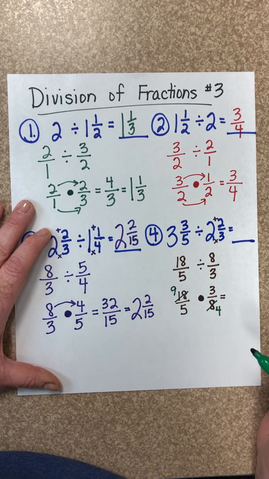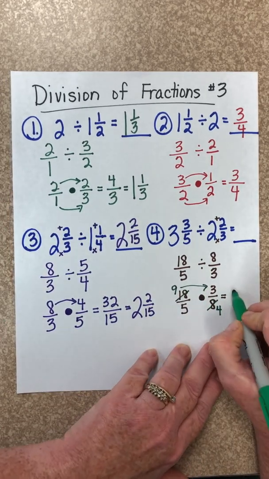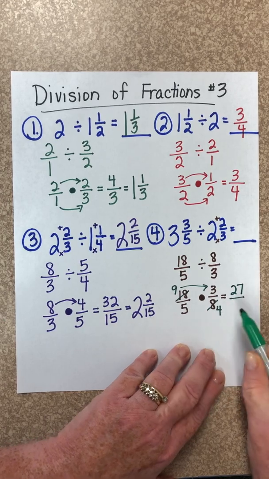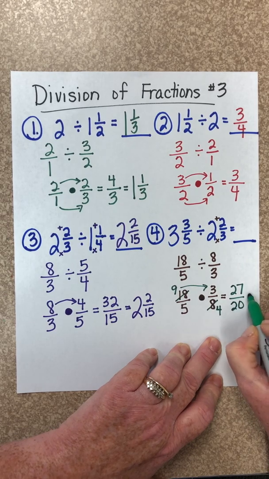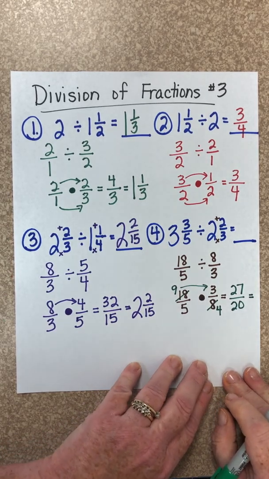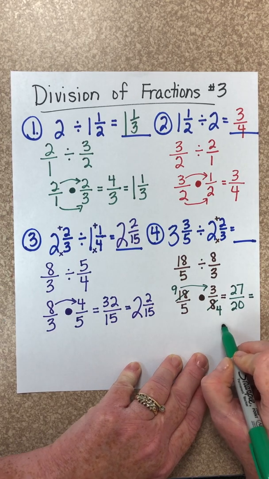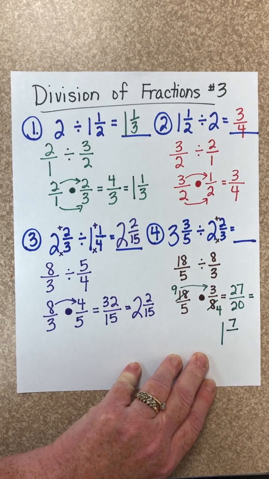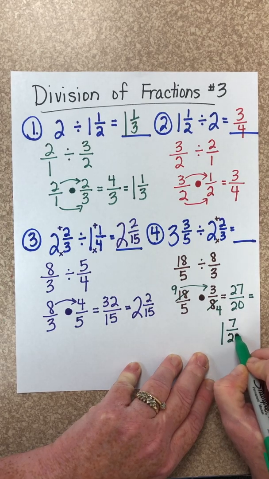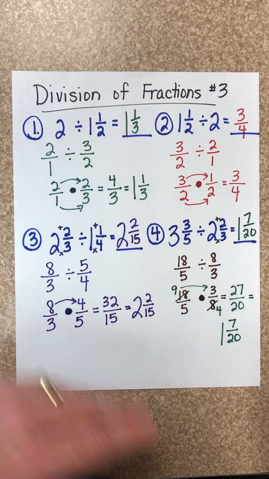So now what do we do? Well, let's multiply across. 9 times 3 is 27, and 5 times 4 is 20. So now let's simplify. Again, we're using our 3 steps. How many 20s can we get out of 27? Well, that would be one group. How many are left over out of 27 when we take 20 out? That's 7. And the denominator stays the same. And that's 20. So the answer is 1 7/20.